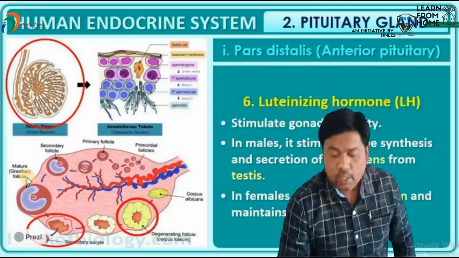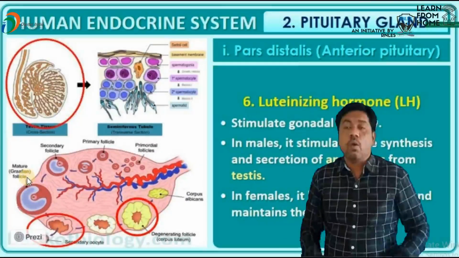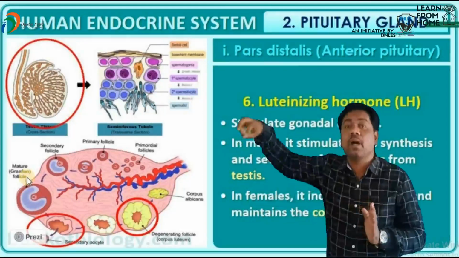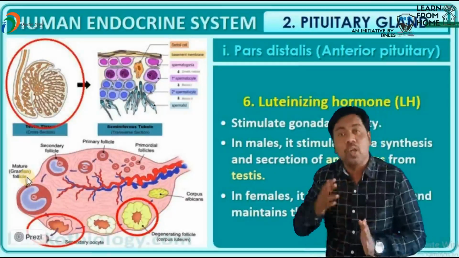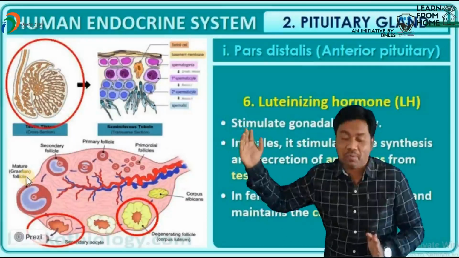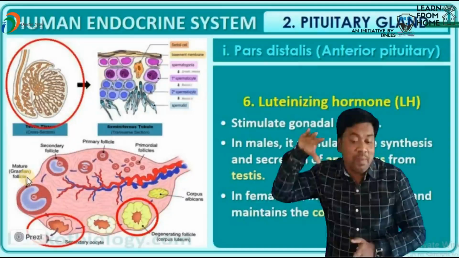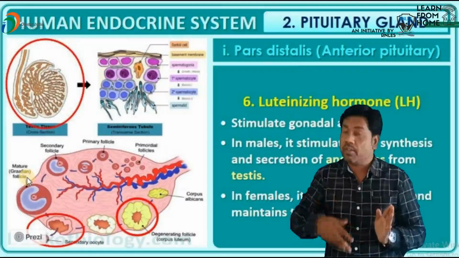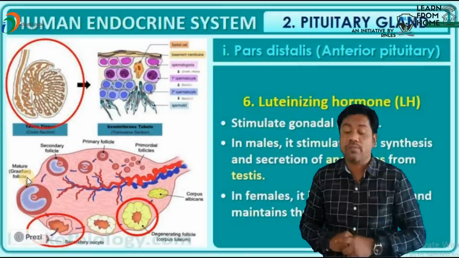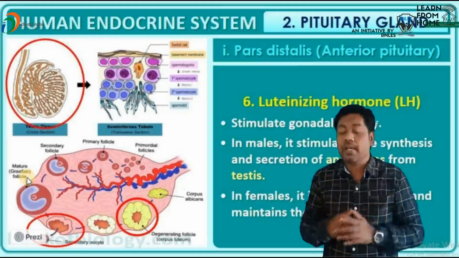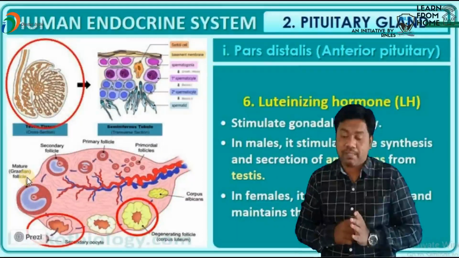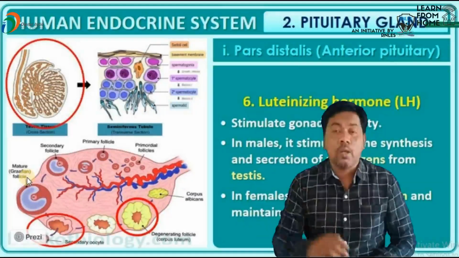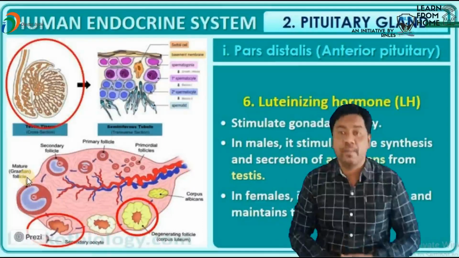So next one is the luteinizing hormone. It is also known as the ovulation hormone. The ovums are the female gametes. So the female gametes are released from the ovary by the influence of which hormone? Luteinizing hormone. That's why it is called the ovulating hormone. It stimulates the gonadal activity. In males, it stimulates the synthesis and secretion of androgen from the testes, and in the female it helps in ovum release and maintains the corpus luteum. There are two hormones which maintain the corpus luteum, the luteinizing hormone and the luteotrophic hormone, beta. So this is the anterior pituitary gland, beta.